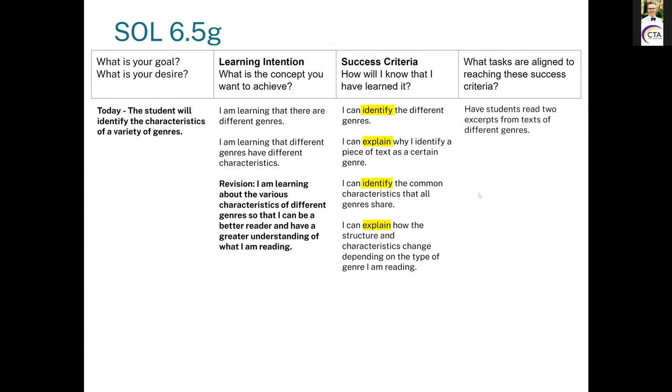Before I show you another task, I'd like for you guys to think about it and throw your thoughts out there. What are some tasks that you might come up with that align to these success criteria? Let's go ahead and try it. What are some activities that students could do? We talked about having them read two excerpts from different texts of different genres to do a little compare and contrast. But what are some other things that you think students could do to meet these success criteria? If you wouldn't mind, take a couple of moments, think about this, and please put it in the chat room.